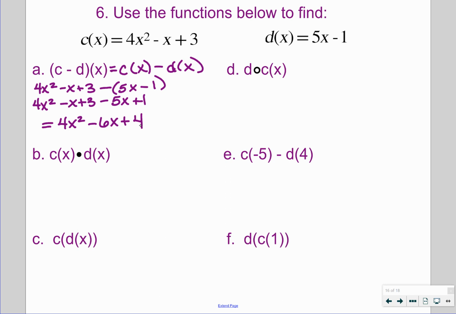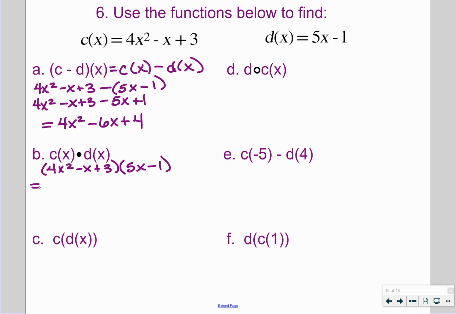All right, now the next one, actually I'll go down the row. The next one, letter B, is multiplying the functions by each other. So let me fill that in. 4x squared minus x plus 3 times 5x minus 1. So this is just a giant version of foiling. It's just telling us we need to multiply everything in the first parentheses times everything in the second parentheses. And I have 3 terms and 2 terms, so I should have 6 things if I multiply everything together.